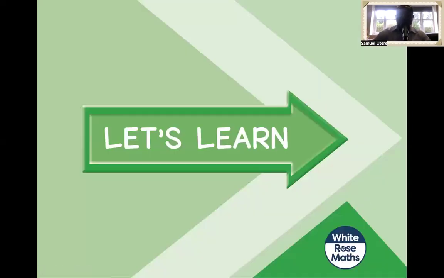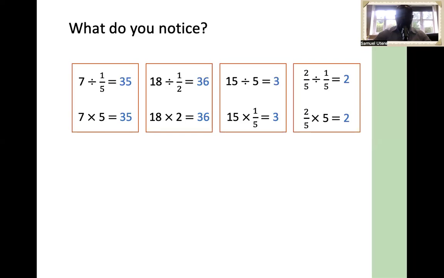Let's do some new learning for this lesson. What do you notice about these calculations? Well, notice that here we're dividing by 1/5, and this is the same as multiplying by 5. And it's the same for 18 divided by half here, 15 divided by 5 here, and 2/5 divided by 1/5.